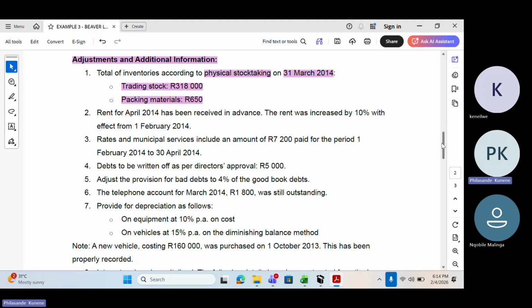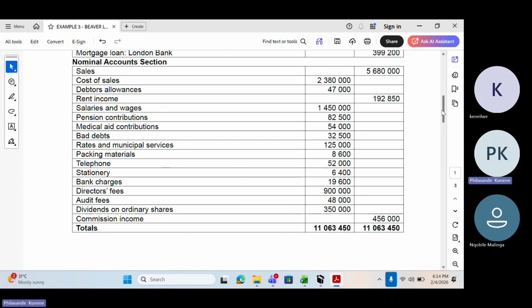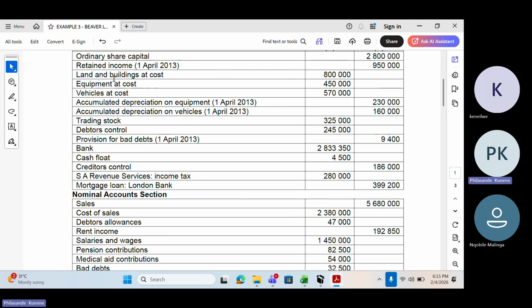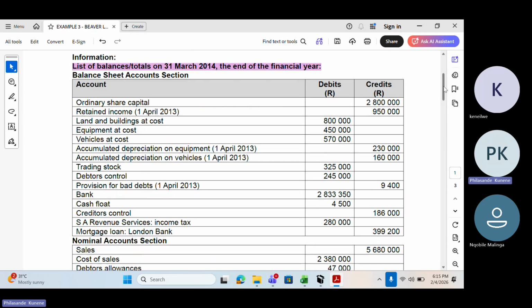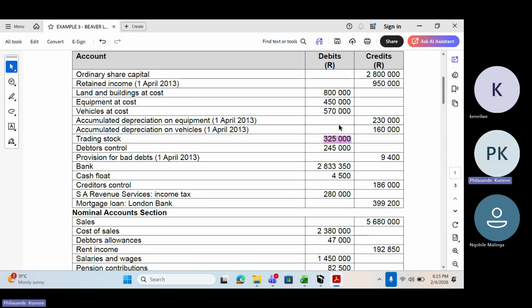Okay, and if we go to our trial balance, how much trading stock do we have there? Let's see. They gave us a trading stock of 325,000 rand. This is as per our accounting records. They're showing that at the end of the year, we have a trading stock of 325,000 rand.